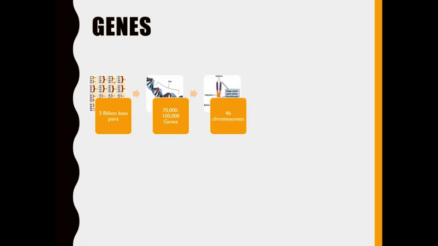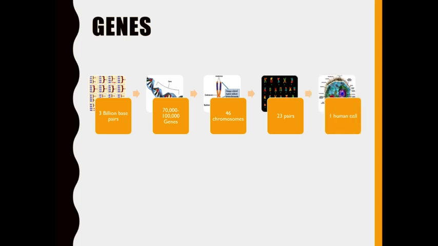Those 70 to 100,000 genes are organized in 46 chromosomes, which are paired up into 23 pairs of chromosomes. All of that makes up one human cell and is repeated in all of your human cells.